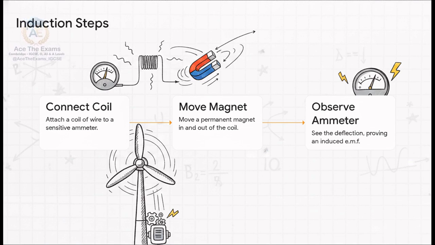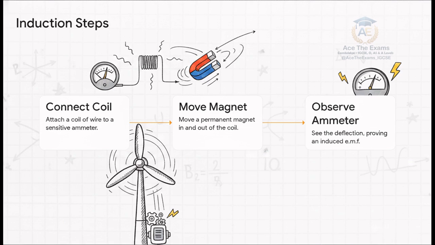If you are asked to describe an experiment proving induction, you need a perfect PEEL paragraph. Follow these steps perfectly. Step 1. Connect a coil of wire to a sensitive ammeter, forming a complete loop. Step 2. Take a permanent magnet and physically move it in and out of the coil. Step 3. Observe the needle on the ammeter.